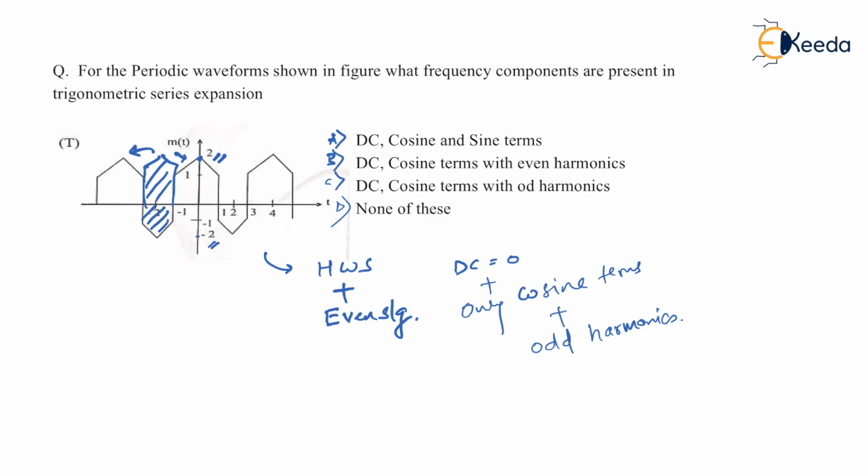Let's see. Option A says DC. The moment they say DC, that's the point where we can cut the option. So option B, option C, all of them are invalid options, because right at the start they say that it has a DC component. We know that of course the DC value equals 0 because it is a half wave symmetry signal. Then we should go for option D, none of these. Right? Let's move to the next problem.